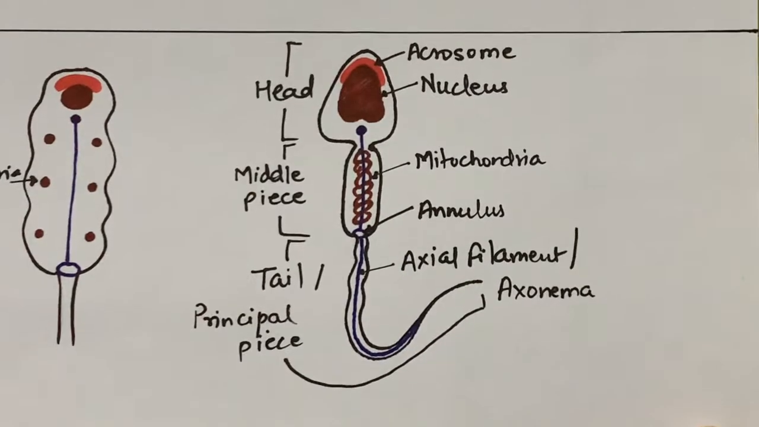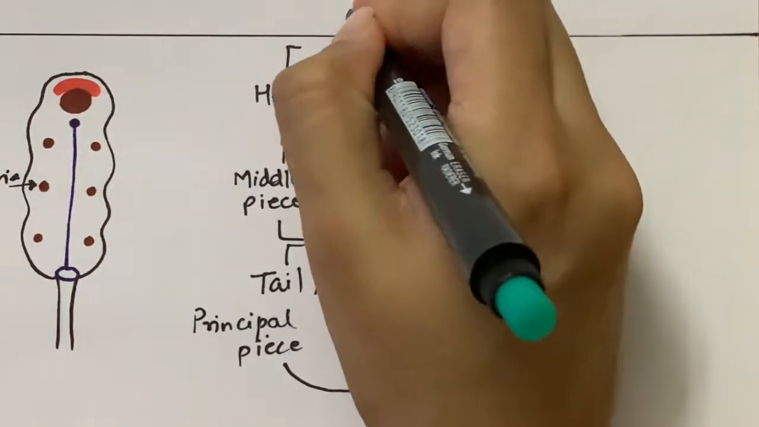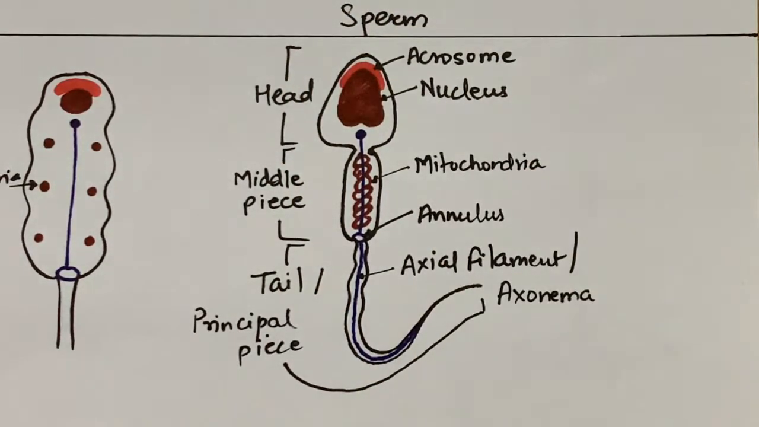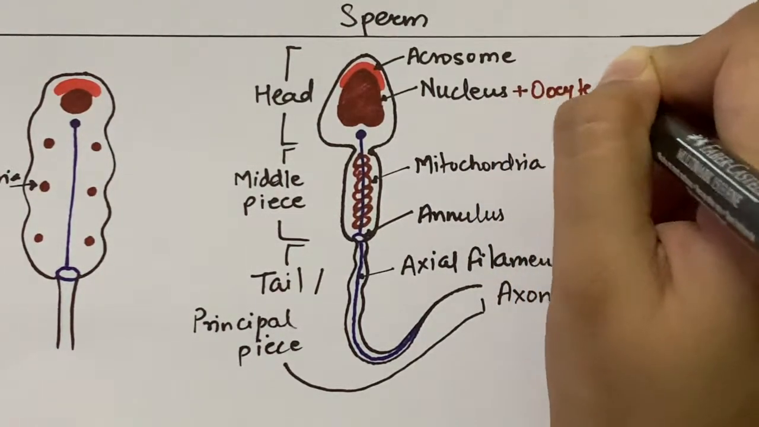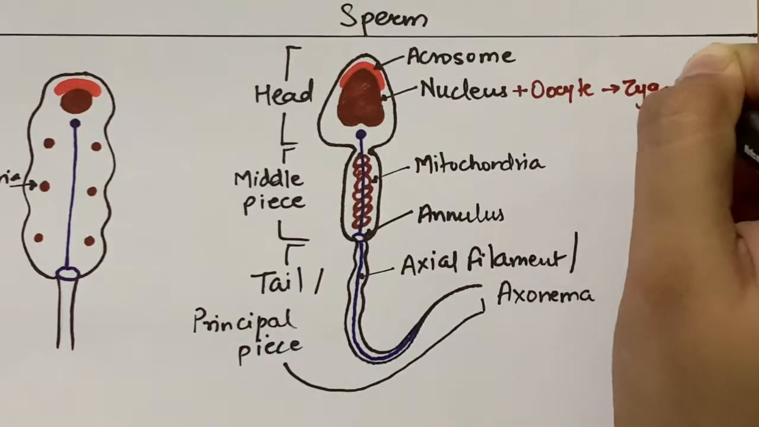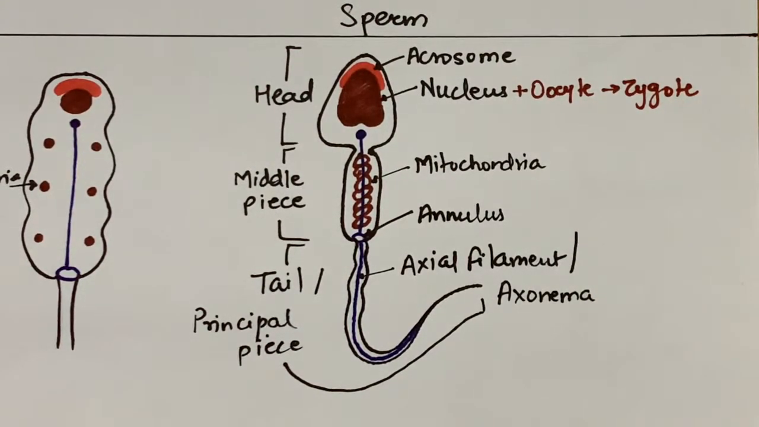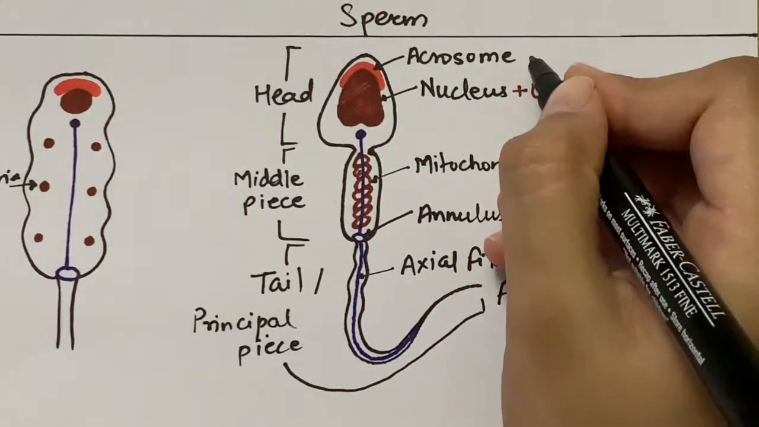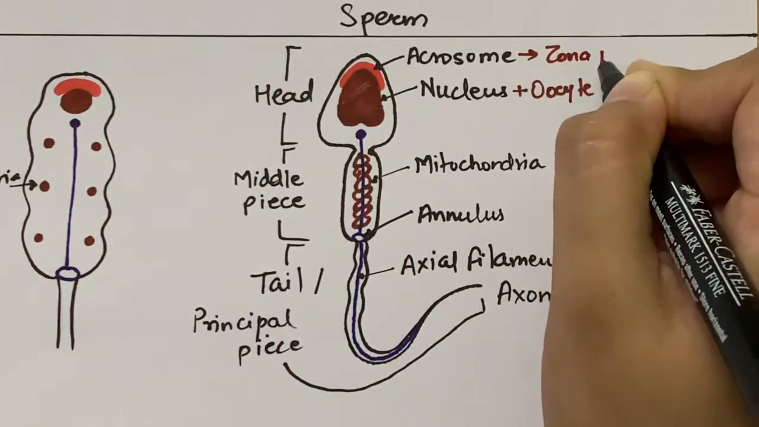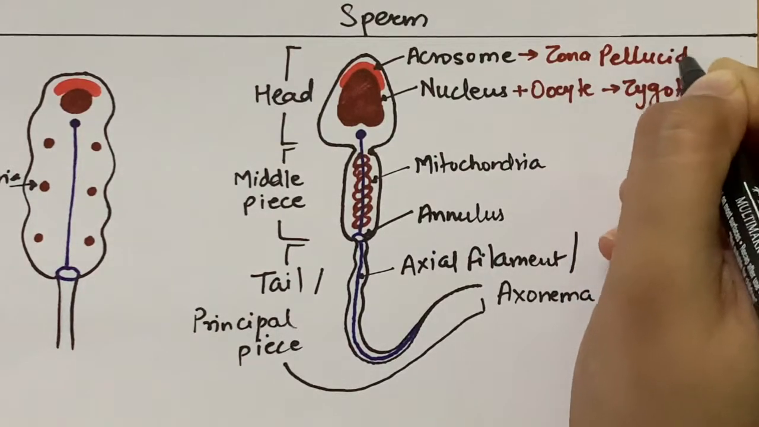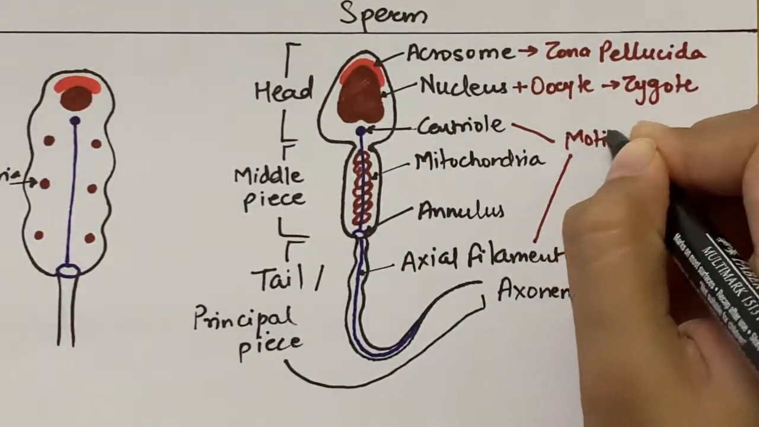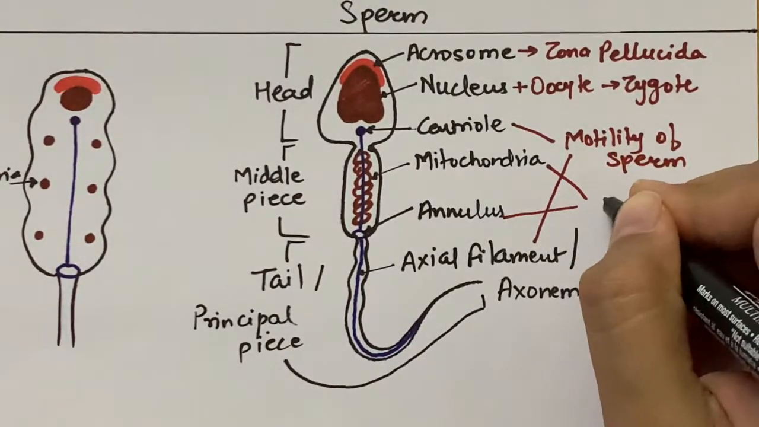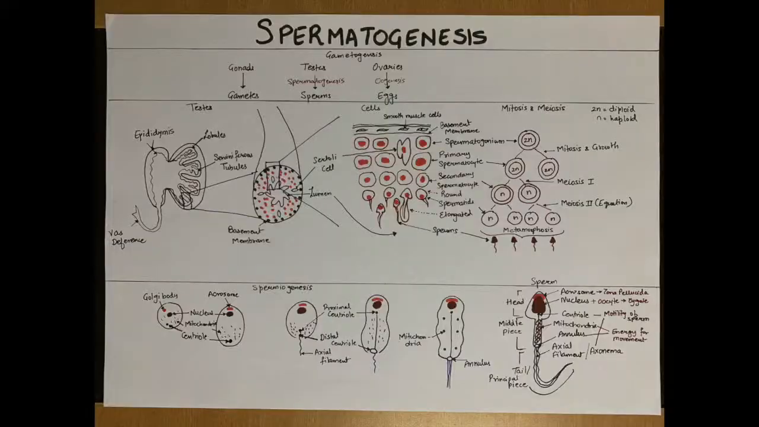Okay, so here is the mature sperm, and let's briefly revise the function of each part of the sperm. The nucleus contains the male haploid genome that is required to combine with the oocyte haploid genome to form a diploid zygote. The acrosome contains enzymes that are required to digest the zona pellucida layer in the ovum. We'll look into the details of the ovum in our next video, okay? The centriole and the axoneme are required for the motility of the sperm. And the mitochondria and the annulus are required for the energy of the sperm movement.